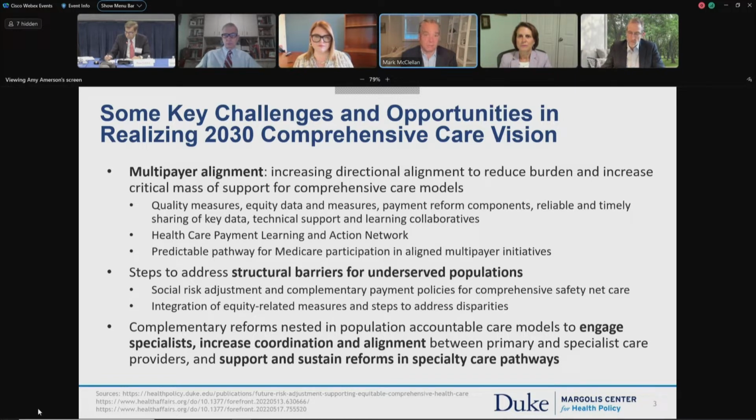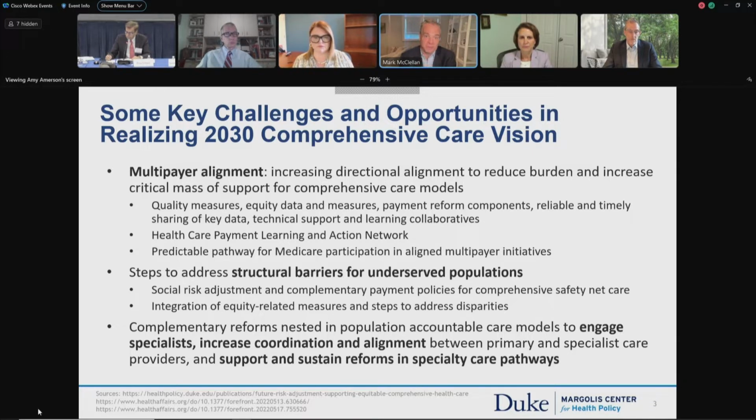Second is to make these models work for addressing equity and work for underserved populations. Remember, most of the financing for those populations comes not from Medicare, but from Medicaid, from HRSA, from other sources. So there are steps that CMS can take, but also need to integrate financial alignment steps around the goals of comprehensive care from a range of other payers. There are a lot of organizations in that space that are doing some things differently and steps that we can take to help them.